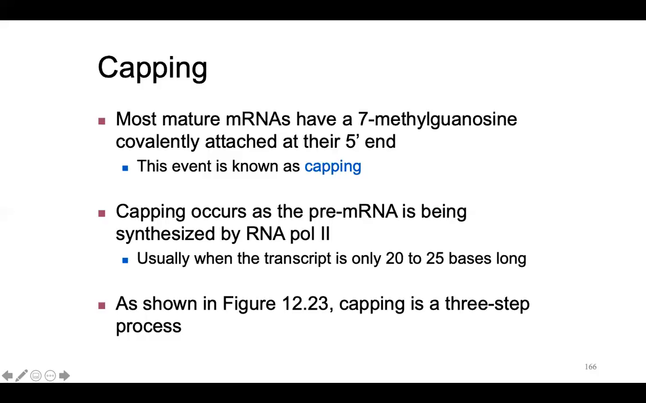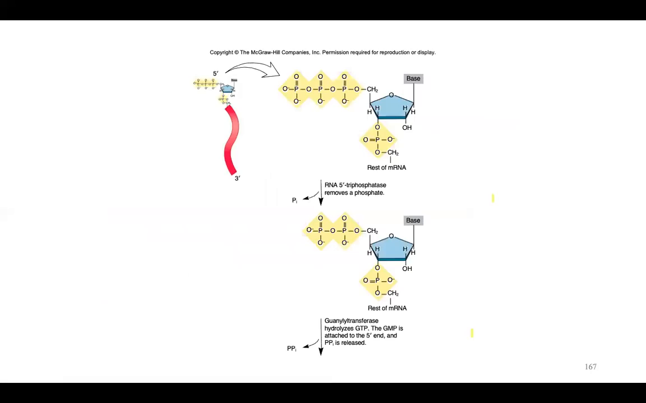Most mature mRNAs have a 7-methylguanosine covalently attached to their 5' end, and this event is known as capping. Capping occurs as the pre-mRNA is being synthesized by RNA polymerase II. It is usually when the transcript is only 20 to 25 bases long. As shown here, capping is a three-step process. So you have now the mRNA transcript.